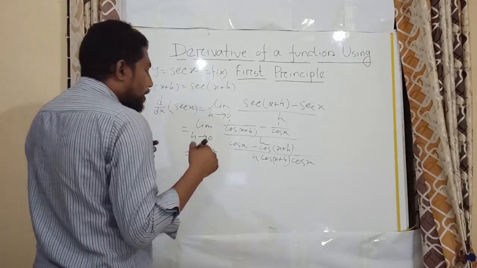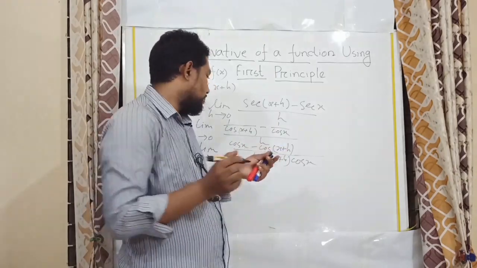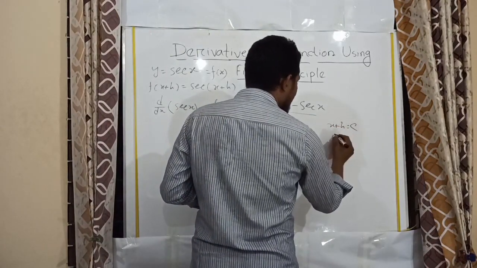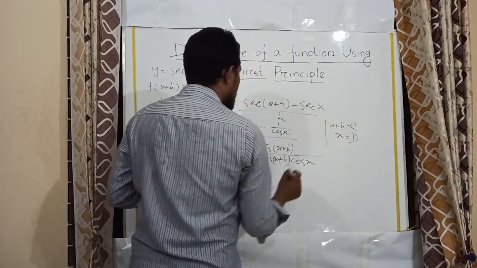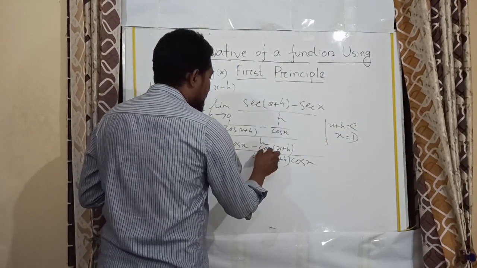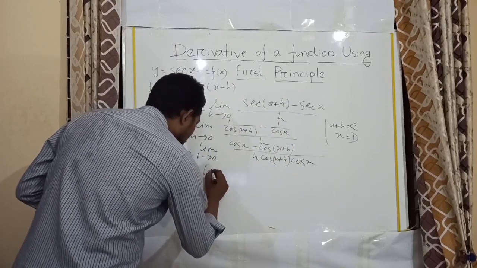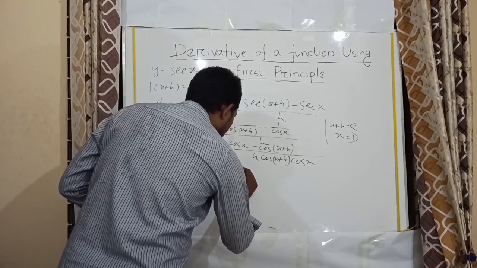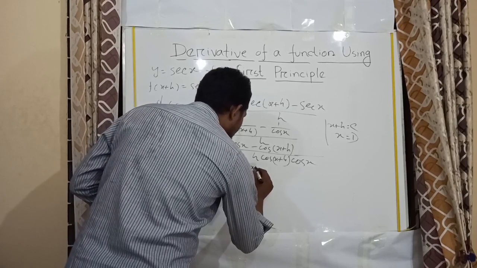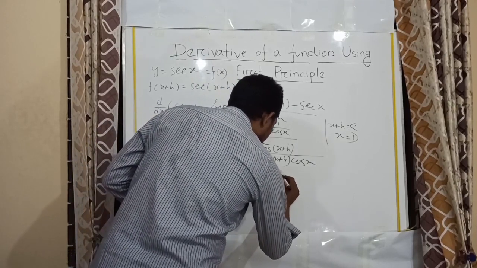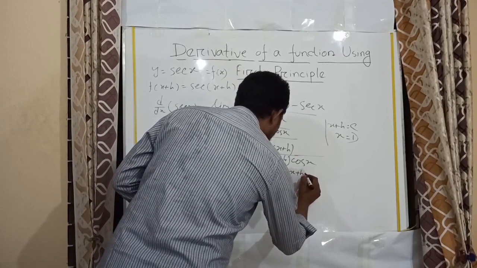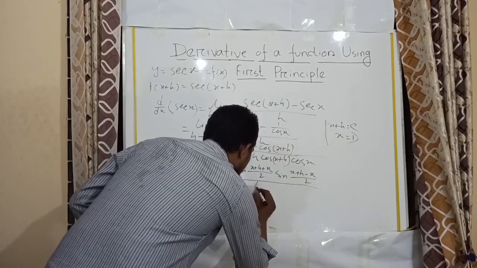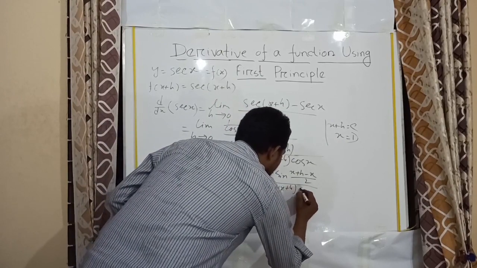So now I'm going to use another trigonometric formula, cos d and cos c. Suppose x plus h equal to c and x equal to d. So the formula will be cos d minus cos c. So what it will be: limit h tends to 0, sine (x plus h minus x) by 2, sine (x plus h plus x) by 2, all divided by h cos (x plus h) cos x.